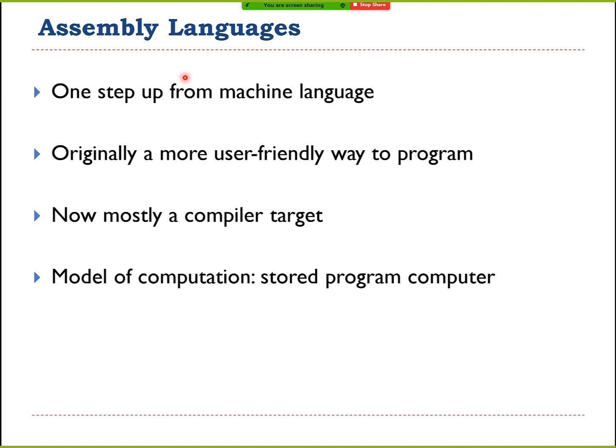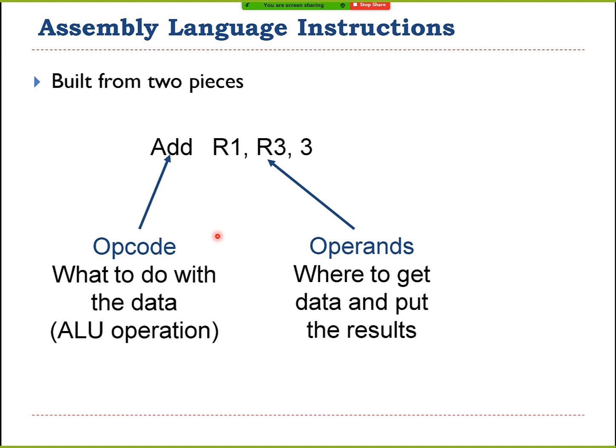Assembly language is one step up from the machine language. Originally, before the high level languages, it was a more user friendly way to program. Now it is mostly a compiler target for our language compilers such as the C compiler and C++ compiler. This is an example of an assembly instruction. We have the opcode, or operation code, which tells the processor what to do with the data, and we have our operands, which say where to get the data and where to put our results.